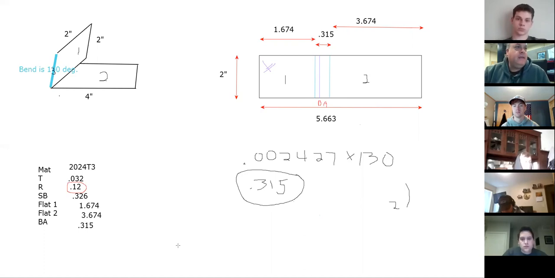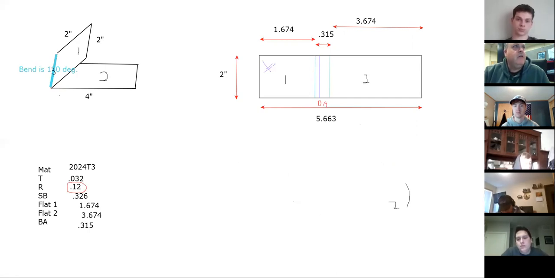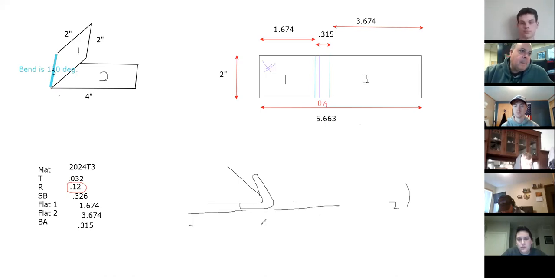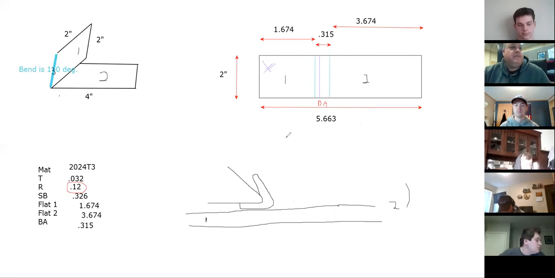Then we would go to our break. I'm going to erase this stuff for the bend allowance because we already figured that out. So now we have our break. Here's the nose of our break. We're going to put one shim in there so that we get a 1/8 of an inch radius. Then we're going to put our piece of aluminum in there. I'm not drawing very straight lines, but you guys get the picture. This is flat 1 that's in there.